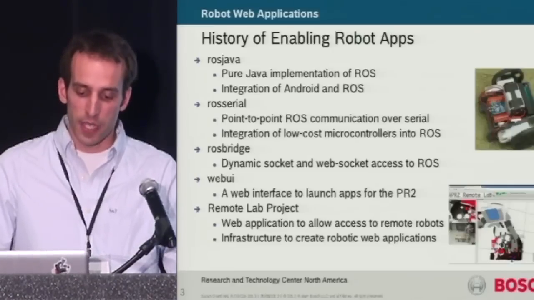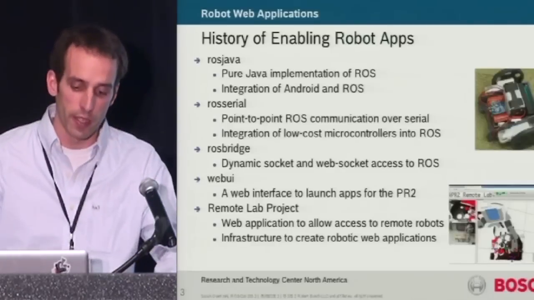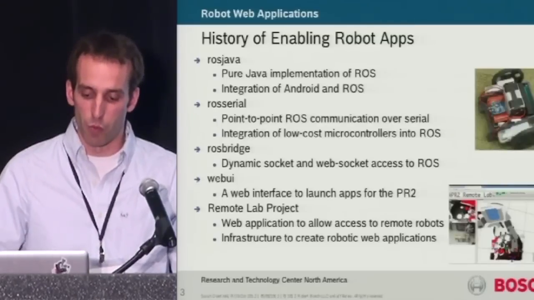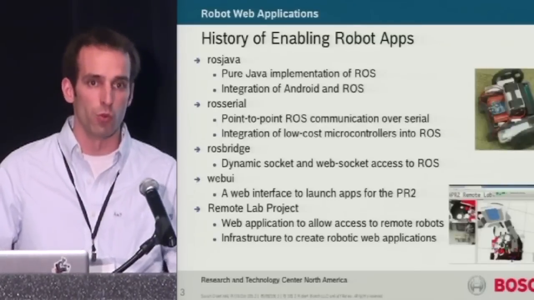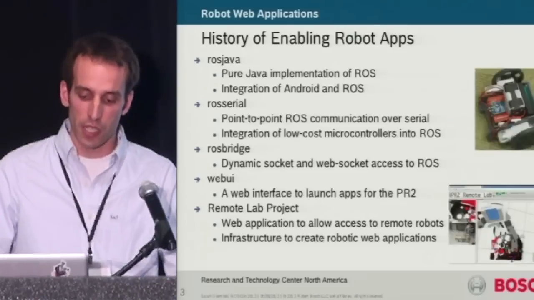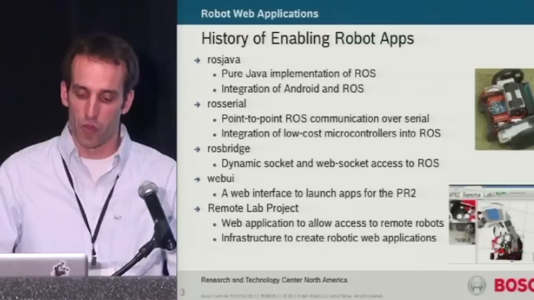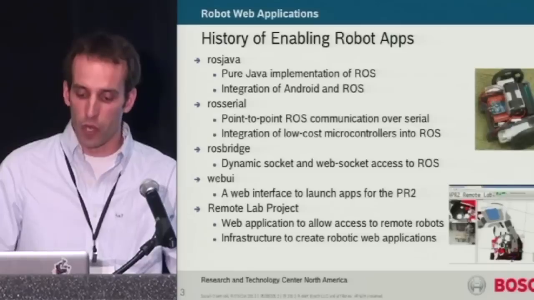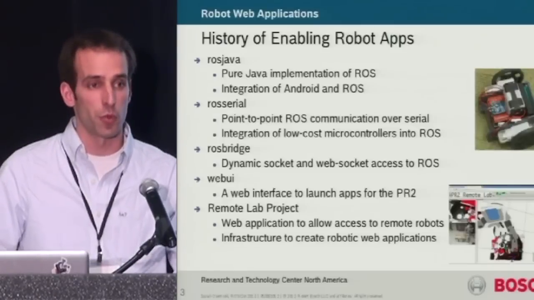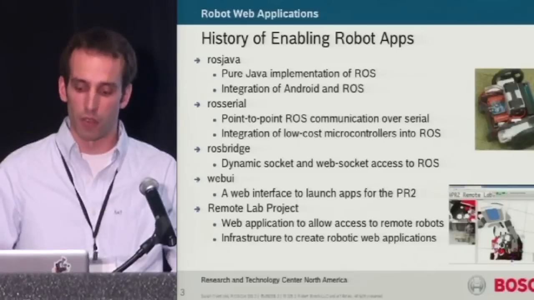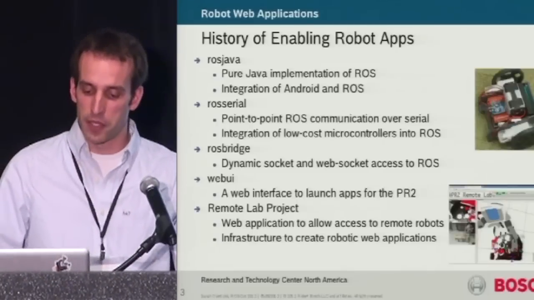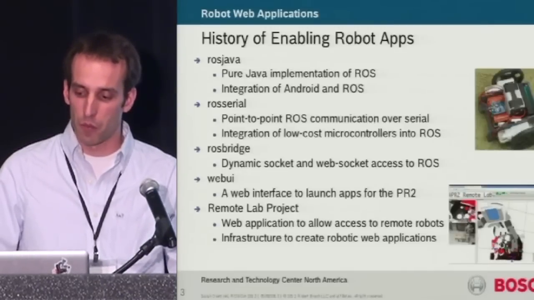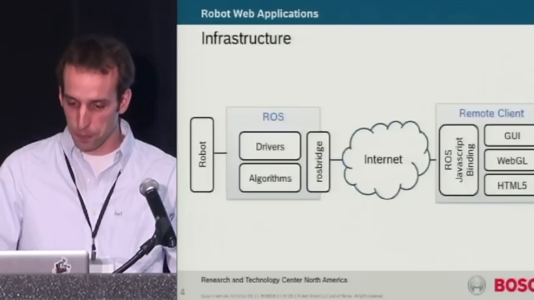And then on the web side of things, there's also Web UI, which is a project started by Willow Garage, which allows you to create and launch apps for the PR2 through a website. And we ourselves, about 2 years ago, started the Remote Lab project, and our goal was to get more people involved using our PR2. The way to go was to create a web interface so that people can use our robot in our lab remotely. What I'm going to talk about today is an evolvement of this Remote Lab project, and specifically the web application aspect of it.